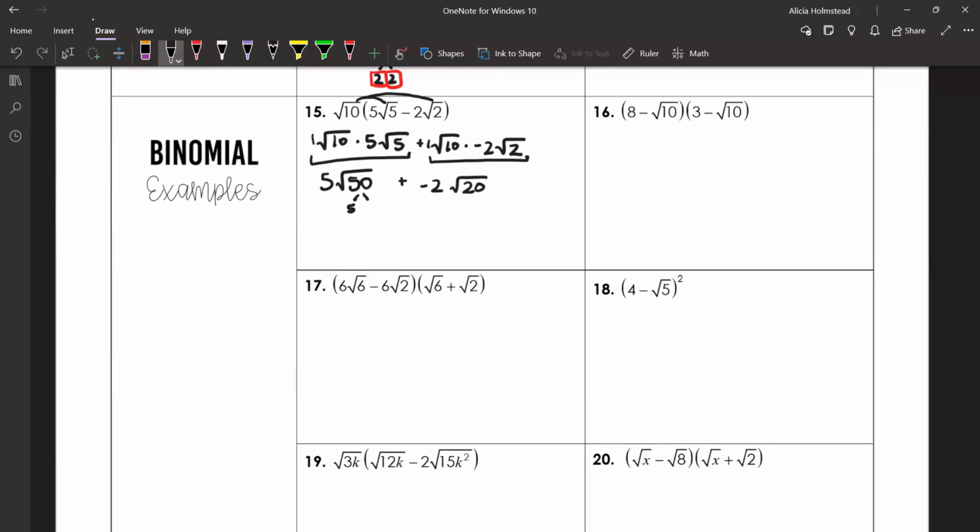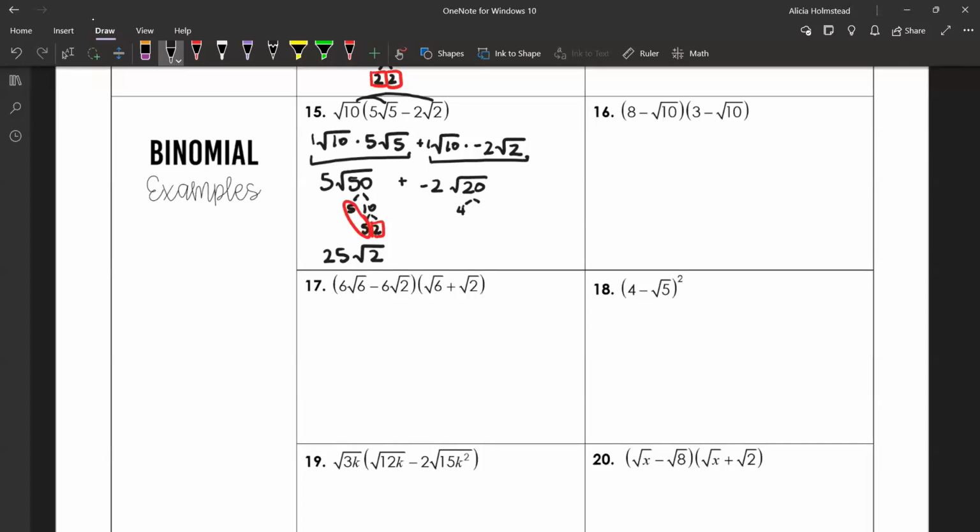So 50 is 5 and 10, 10 is 5 and 2. Looking for groups of 2 things. I'll have a 2 left over, so this will become 5 times 5. The 5 that's already on the outside times the 5 we're pulling out is 25, with the 2 left over.